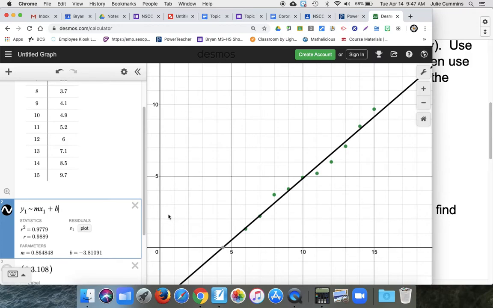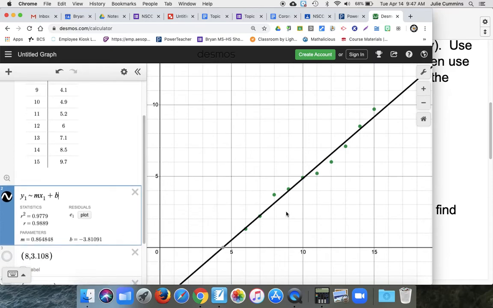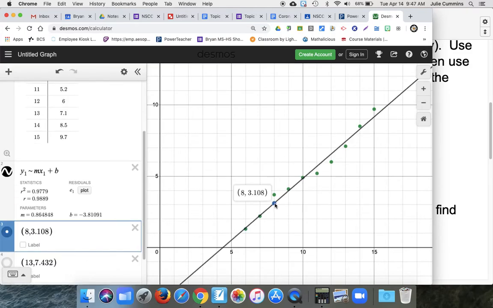The other thing Desmos does well is the residuals. For example, let's look at an 8-year-old. Their predicted reading level would be right here on the line, and it is 3.01. The actual one we observed from our data was 3.7. So what our equation gave us was only 3.1, when actually that 8-year-old student had a reading level of 3.7.